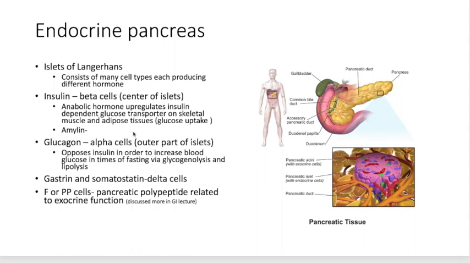Amylin is a polypeptide amino acid that is secreted with insulin by the pancreatic beta cells, and that's also in response to nutrient stimulus. So then the glucagon opposes insulin in order to increase blood glucose in times of fasting via glycogenolysis and lipolysis. Then we have gastrin and somatostatin, which comes from the delta cells. And then that's going to be involved with regulation of the blood sugar, in addition to now we're getting more into that exocrine function as well.